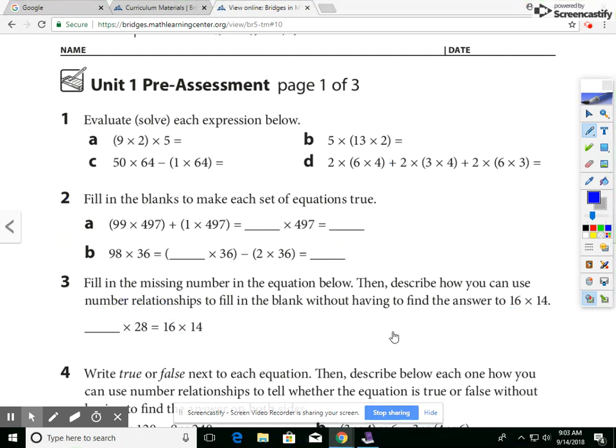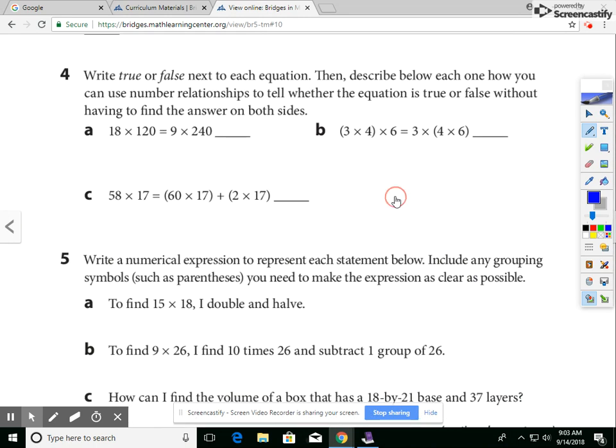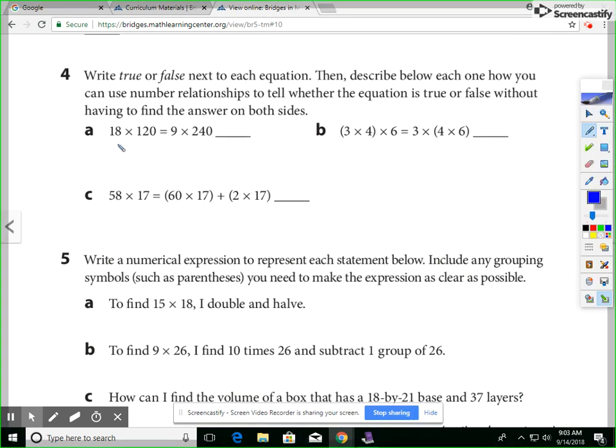Okay, moving on. Number 4, just true or false, and then tell why or what you see wrong or correct. In letter A, I bet if I give you a second, you could find out that this is getting cut in half, and this is getting doubled perfectly. So we're going to say true, and it's because of half and double. In letter B, I see 3 times 4 times 6, 3 times 4 times 6. The only thing that moved were the parentheses, so that's true. And we can say that one is the associative property.